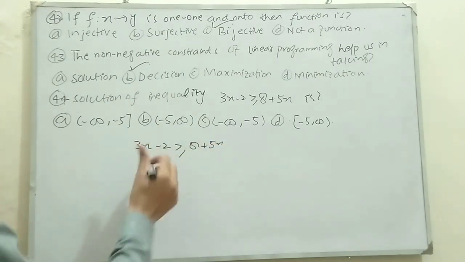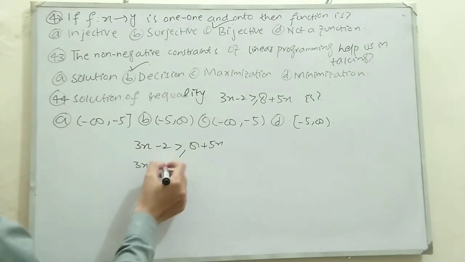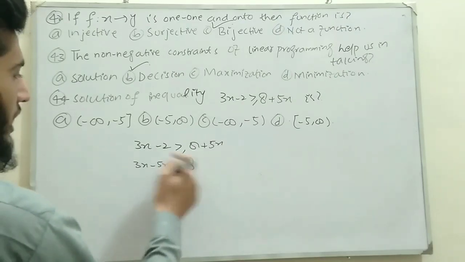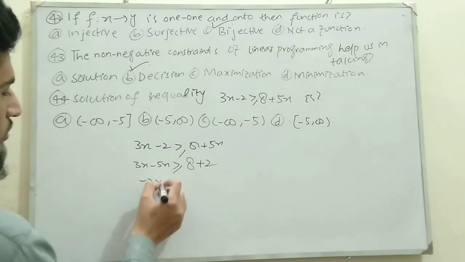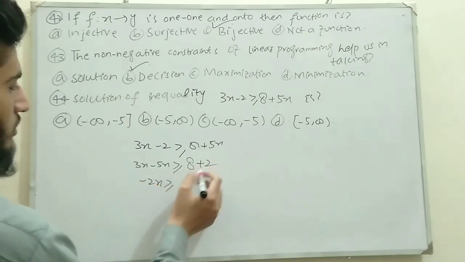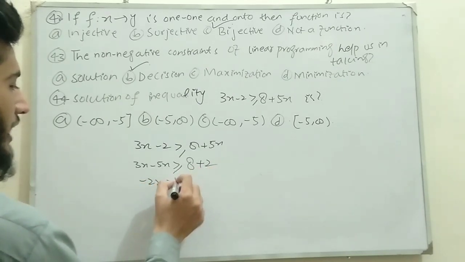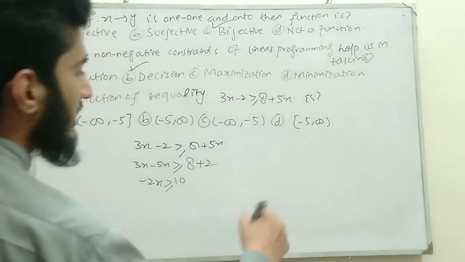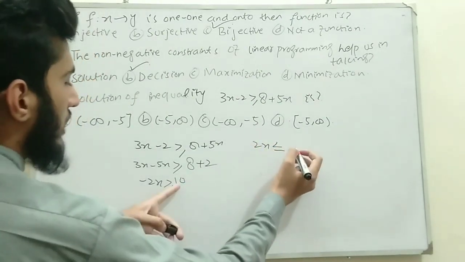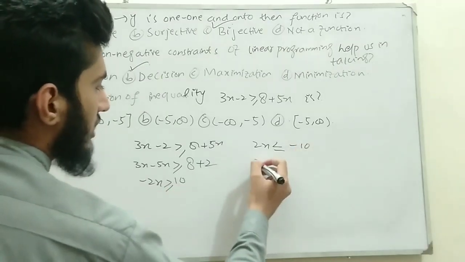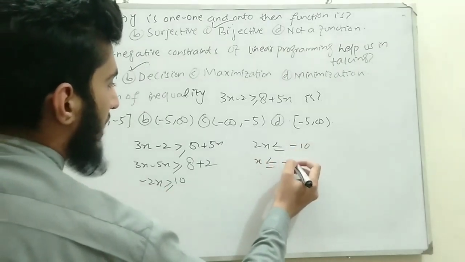Shift 5x to the left hand side, it becomes 3x minus 5x greater than or equal to 8. Shift minus 2 to the right hand side, it becomes plus 2. 3x minus 5x gives us minus 2x greater than or equal to 8 plus 2, which gives us 10. After this, multiply negative on both sides, it becomes 2x, so the inequality will reverse, so it is less than or equal to minus 10. After this, it will be x less than or equal to minus 5.